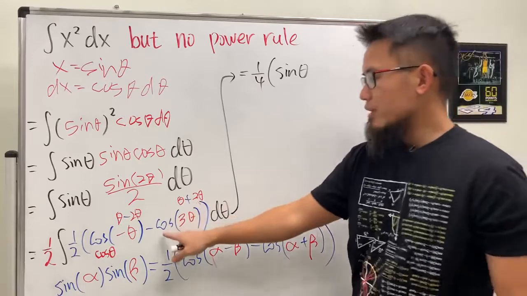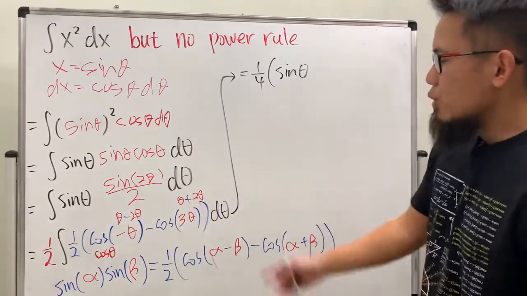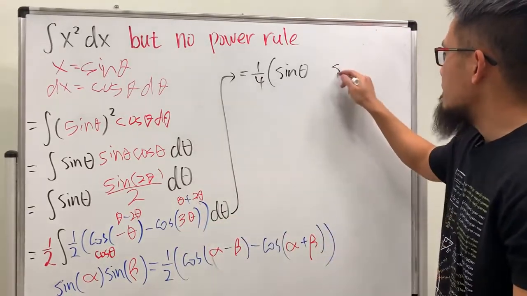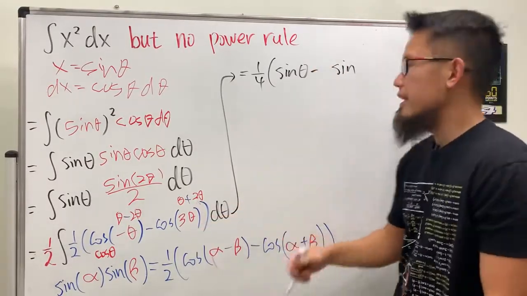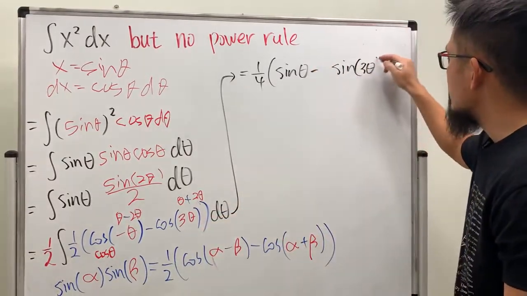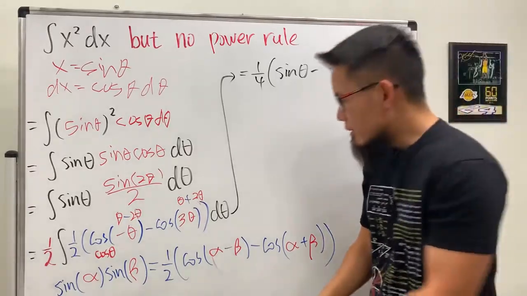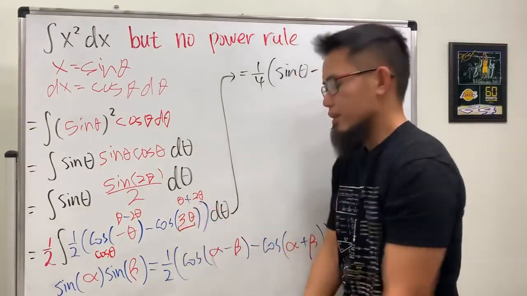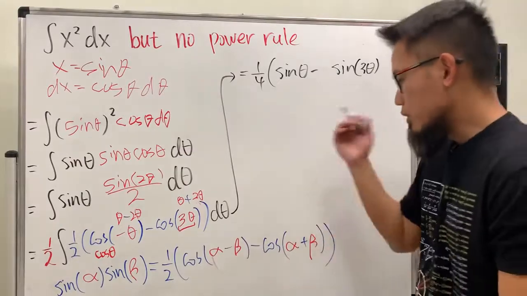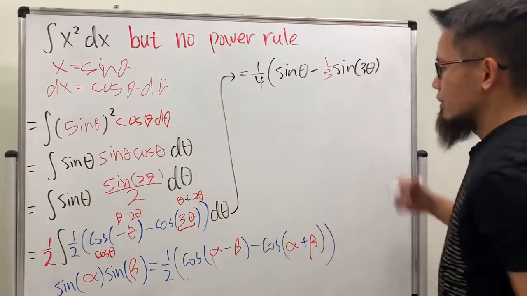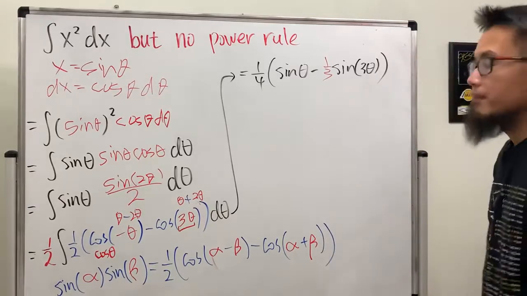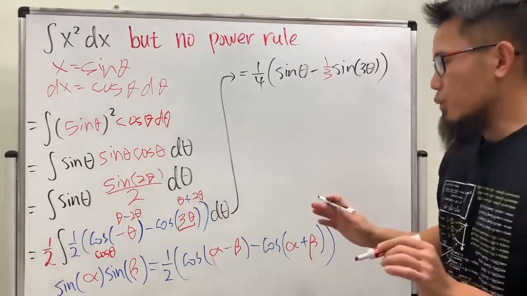Next, integrating cosine 3 theta. Integral of cosine is positive sine. So the negative will stay, and then the input stays. So we have the 3 theta inside. But remember, you have to go and divide it by the derivative of that. So you divide it by 3. So let's go ahead and put down 1/3 right here. You can do a quick u-substitution for that if you would like. So we're done with the integration step.